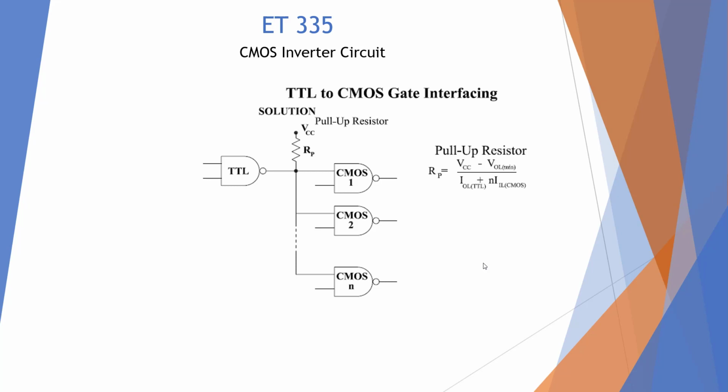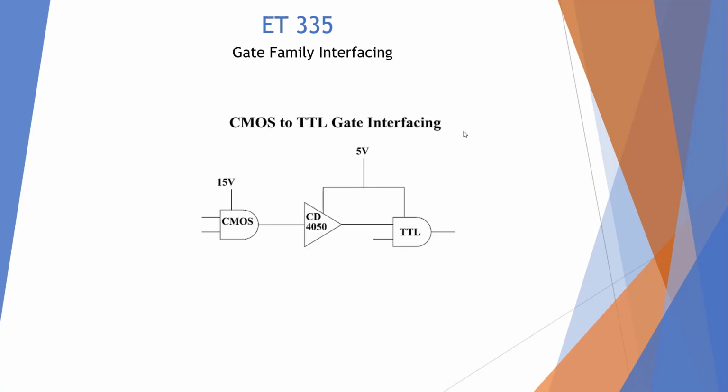If we do need to connect TTL to CMOS, there's a couple ways we could do that. One of them is by using a pull-up resistor to give it the range that it needs to be interfaced properly. Here's another way that we could interface CMOS to TTL, and that would be with a CD4050. It's a device specially designed to connect these two.